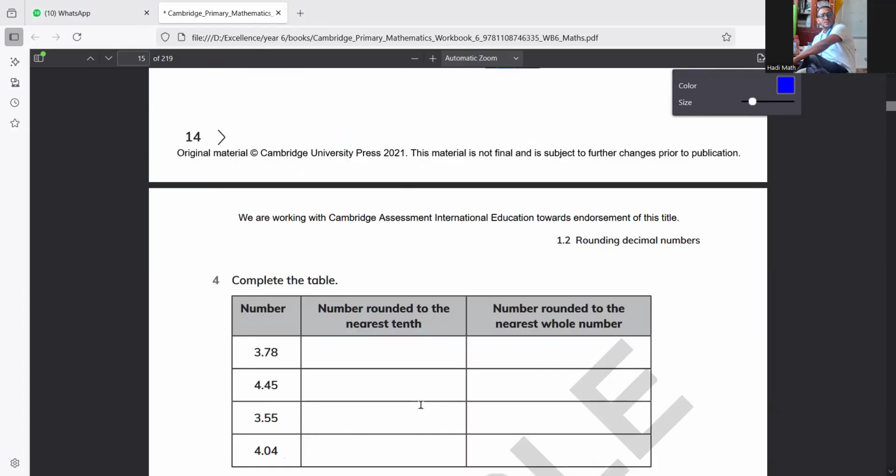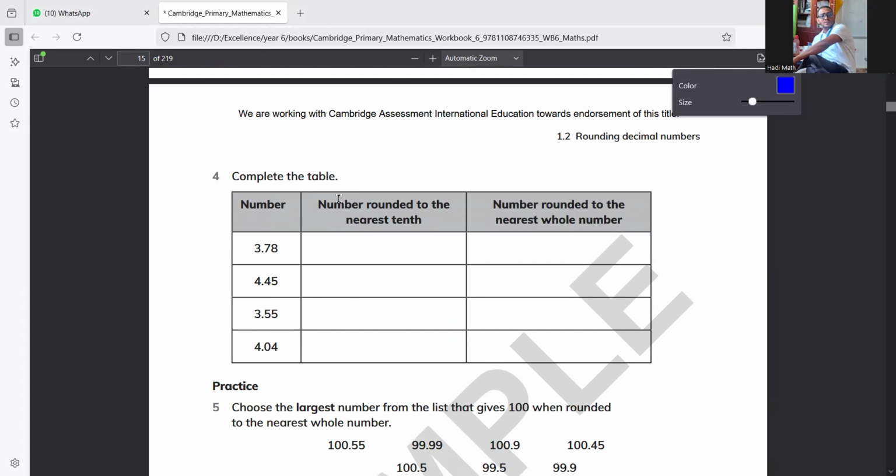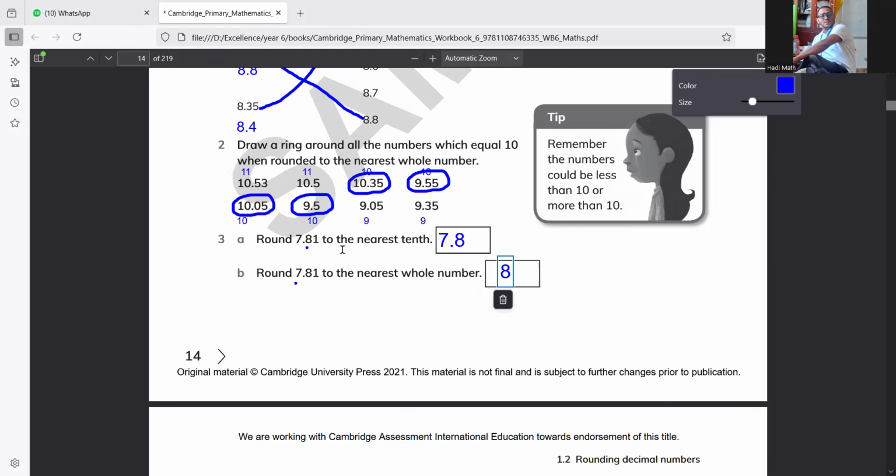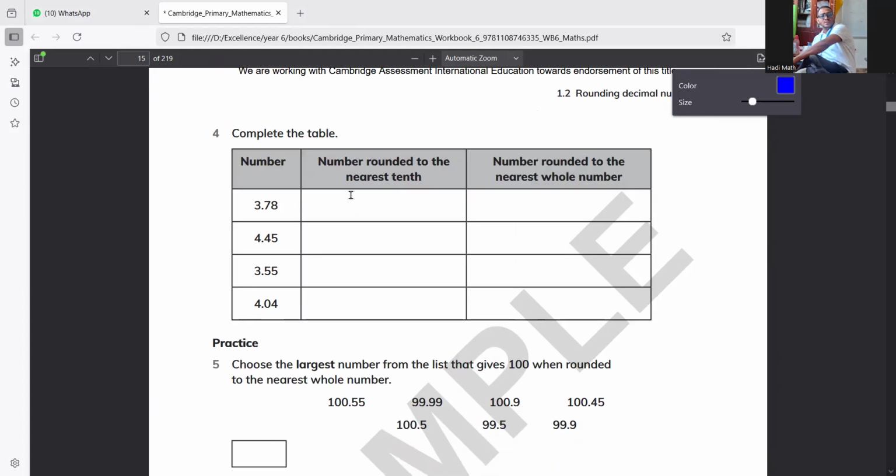Let's go and continue. They say complete the table. Here, the number is rounded to the nearest 10. Go round each one of them to the nearest 10, one by one. Remember the 10th digit here is 7. You need to understand every time, you need to look at your 10th. The 10th here is 7. The 10th here is 4. The 10th here is 5. And the 10th here is what? Is 0.